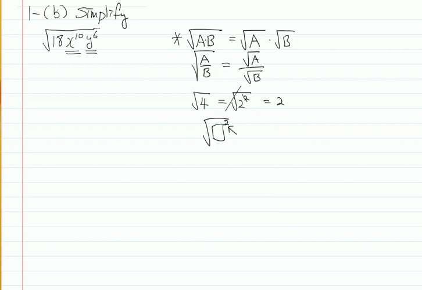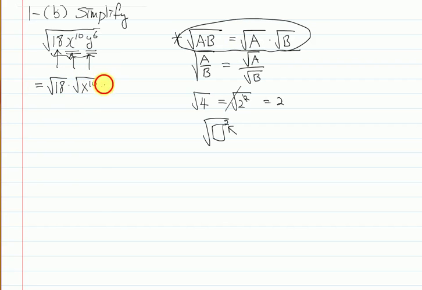So we want to separate this expression inside the radical form into several pieces. Why? Because it's too complicated to find common even powers for everything, right? So it's better to separate them using this formula. So it's going to be the square root of 18 times the square root of x to the 10 times the square root of y to the 6, right?